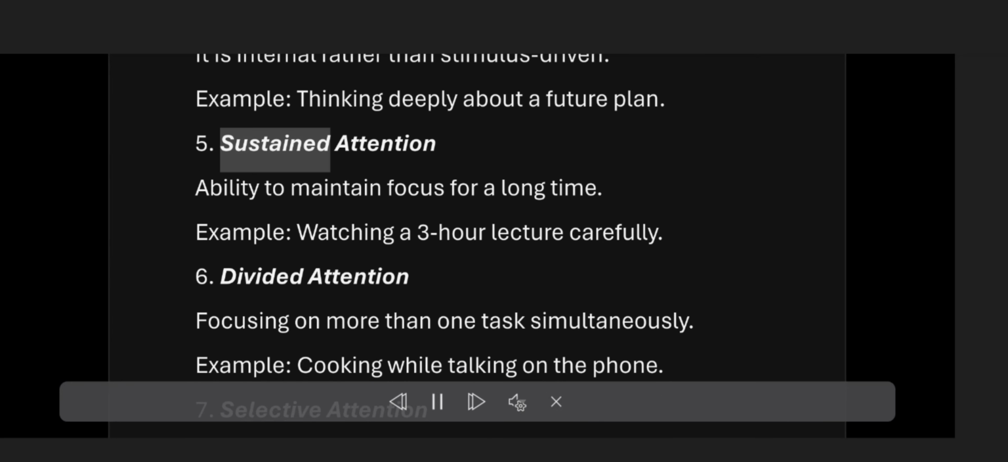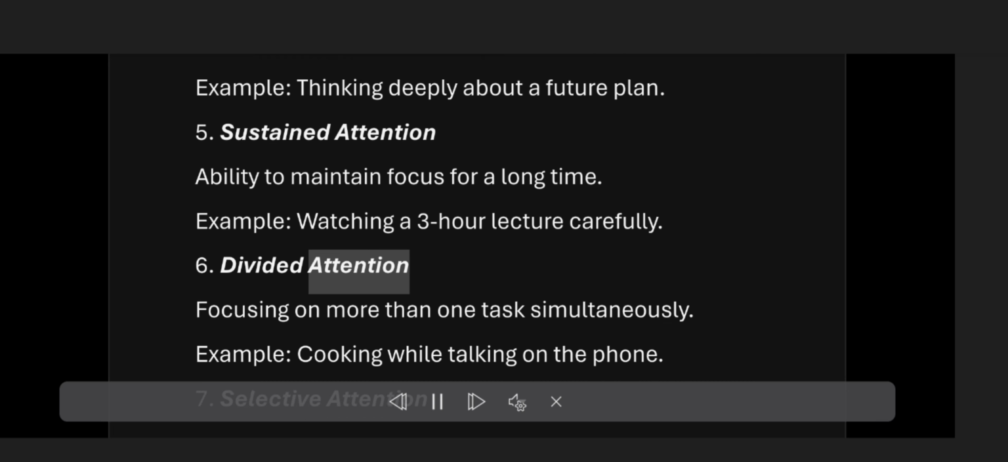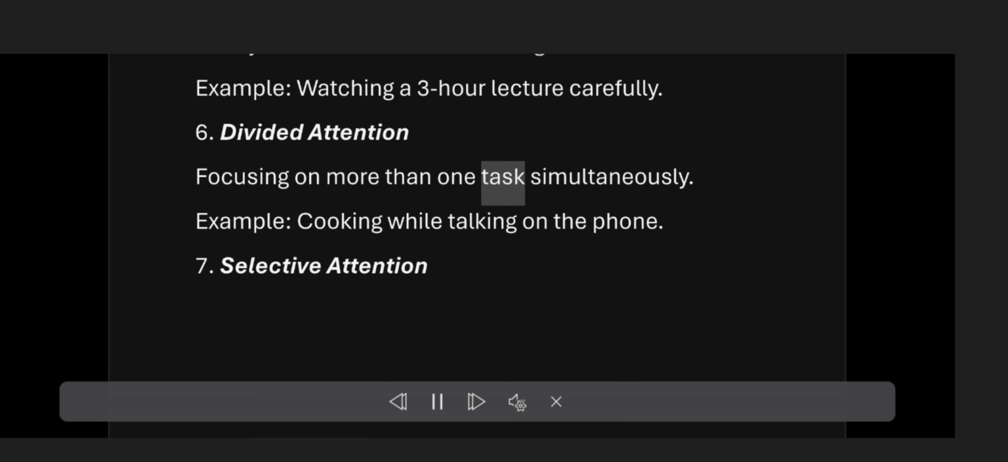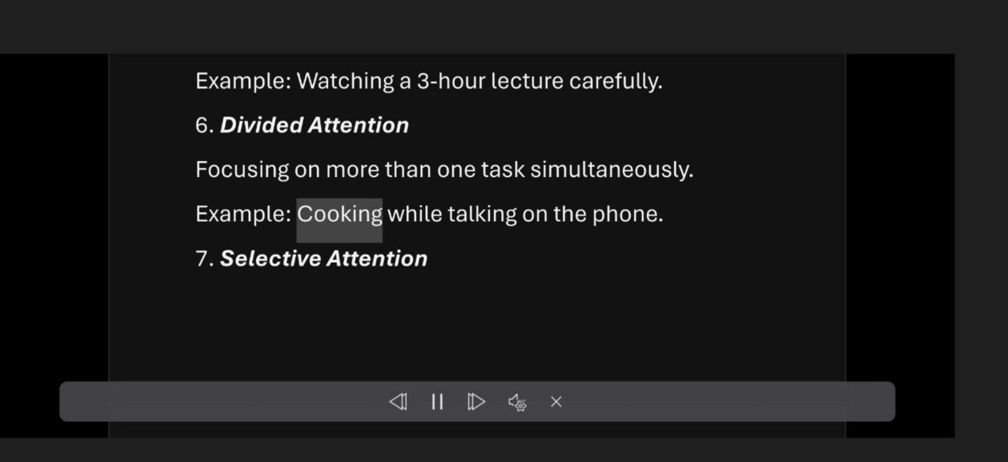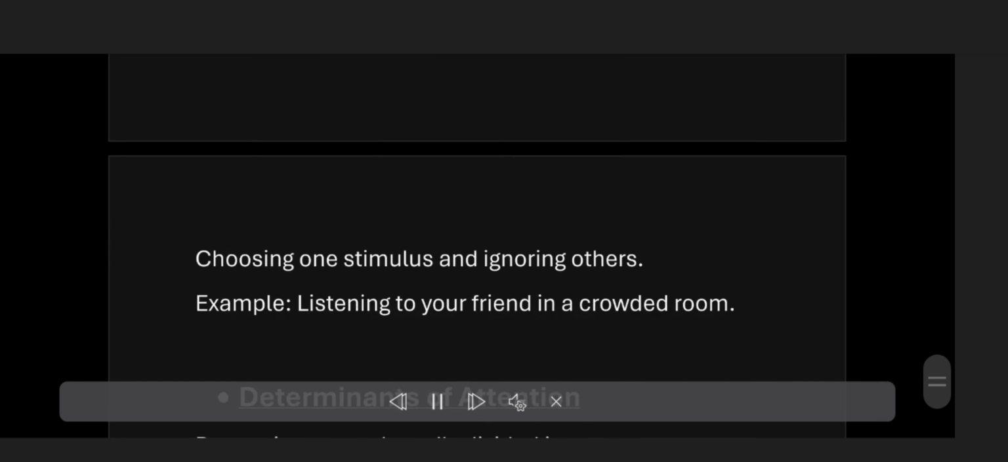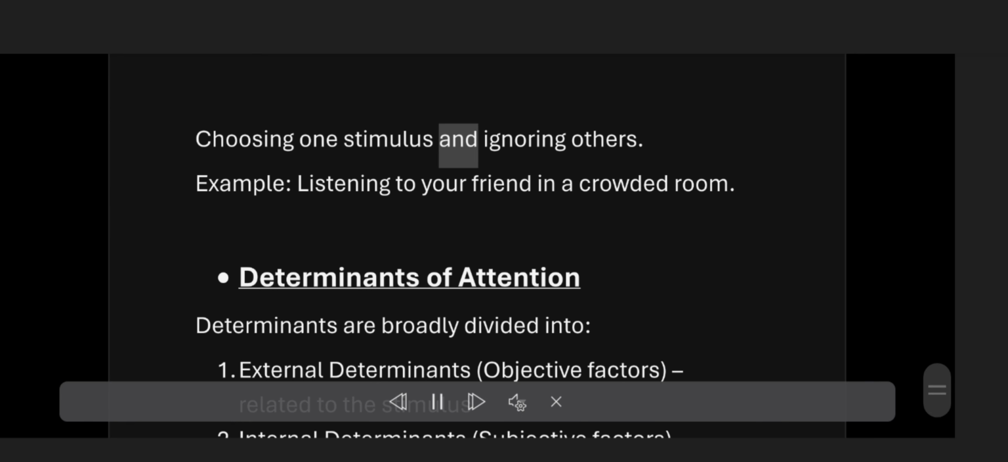5. Sustained attention. Ability to maintain focus for a long time. Example, watching a 3-hour lecture carefully. 6. Divided attention. Focusing on more than one task simultaneously. Example, cooking while talking on the phone. 7. Selective attention. Choosing one stimulus and ignoring others. Example, listening to your friend in a crowded room.